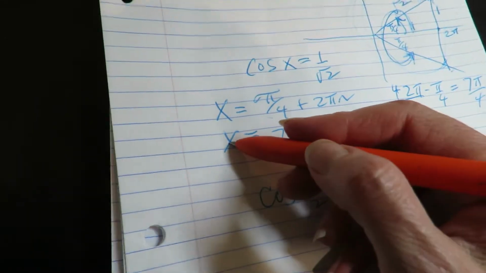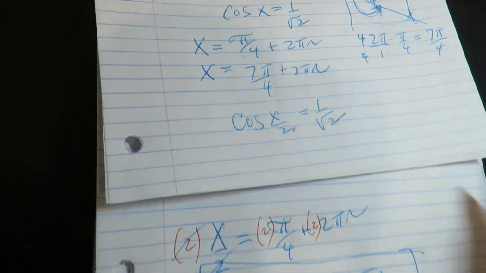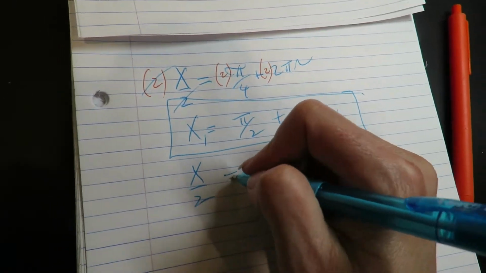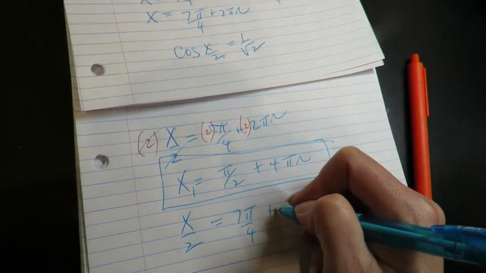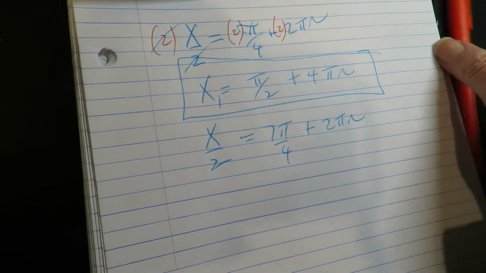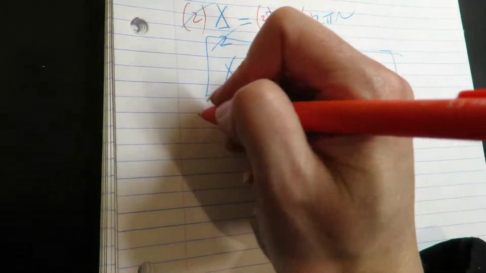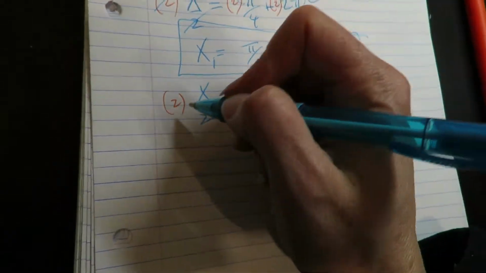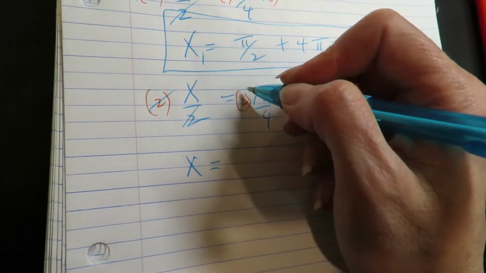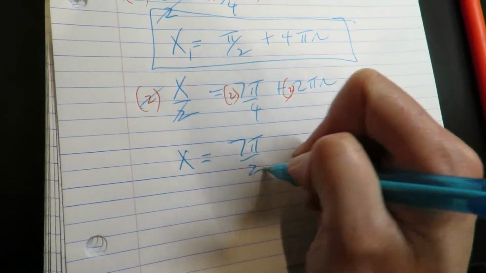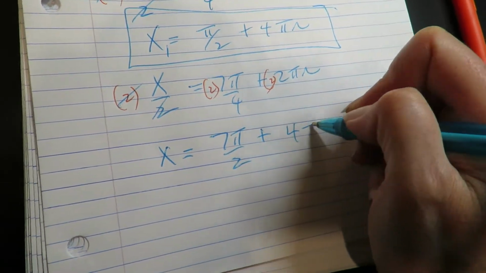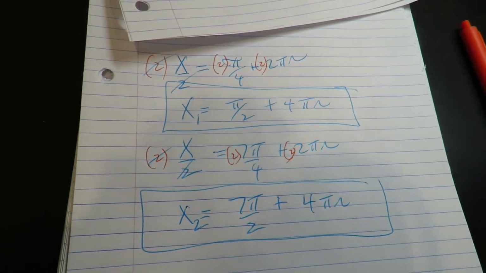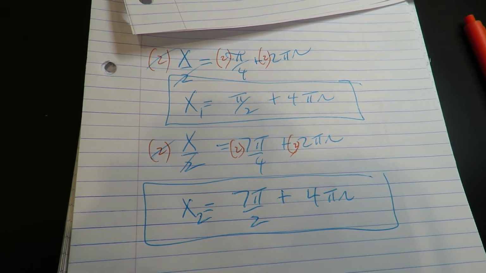Okay, now the next one, so again, we have to convert it to this. So this is x over 2. It's going to equal 7 pi over 4 plus 2 pi n. So it's the same concept. You've got to now reindex this to be an x. So I'm going to multiply everybody by 2 to get rid of that. Reduce. Multiply, and that will be your second value of x. So that's how you get the 2 answers.